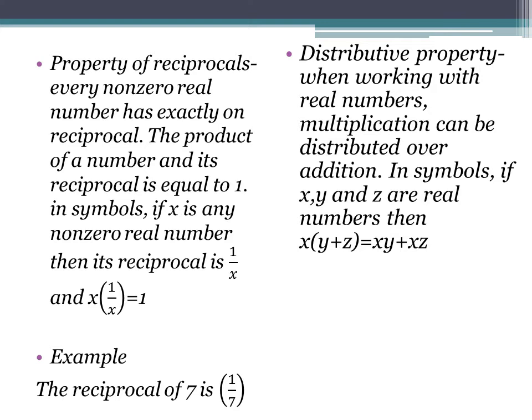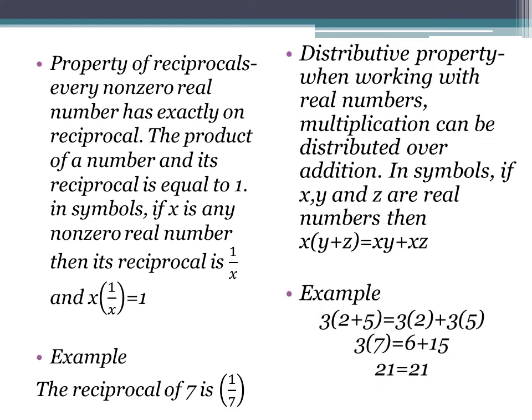We also have the distributive property. When working with real numbers, multiplication can be distributed over addition. In symbols, if x, y, and z are real numbers, then x times the quantity of y plus z is equal to xy plus xz. For example, we have 3 times the quantity of 2 plus 5. We can also have 3 times 2 plus 3 times 5.